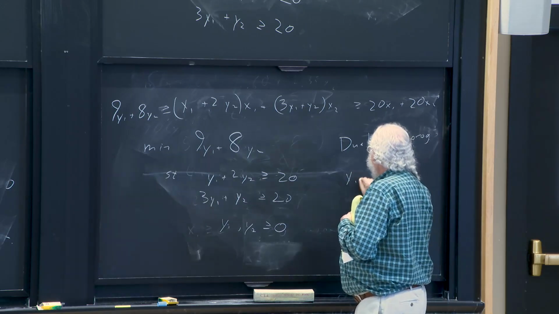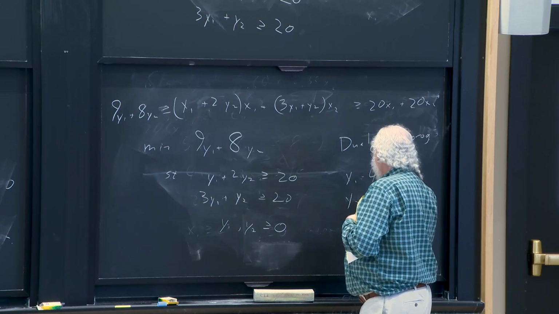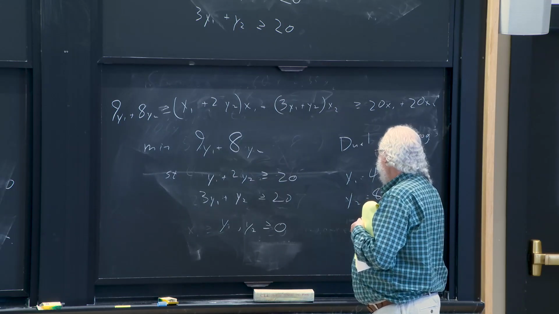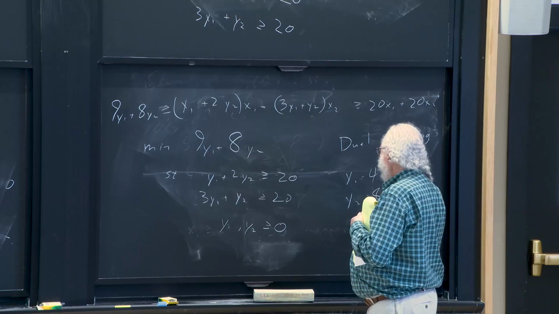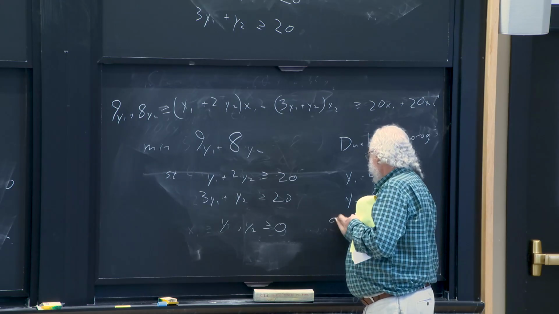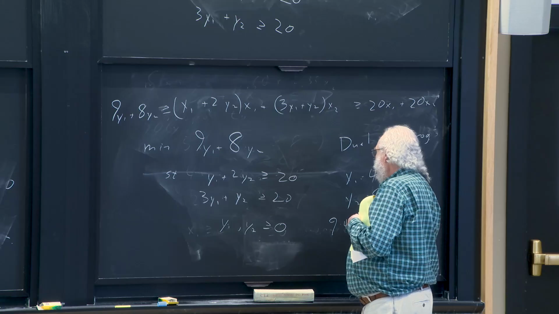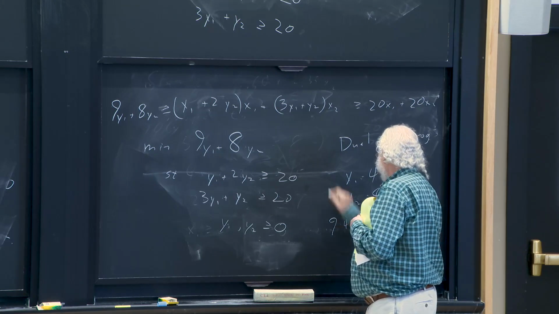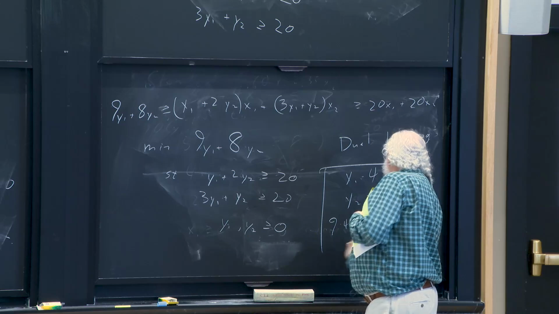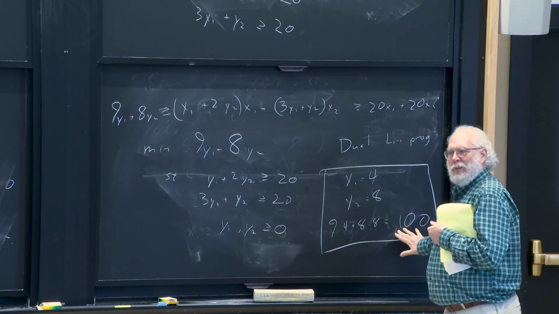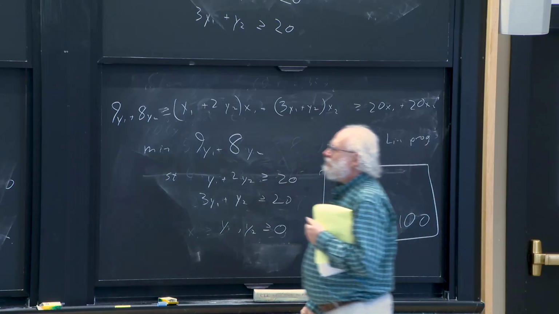So let's try y1 equals 4, y2 equals 8. 4 plus 16 is 20. 12 plus 8 is 20. And 9 times 4 plus 8 times 8 is equal to 100. So here is a feasible point for the dual program, which also gives the optimum objective value.